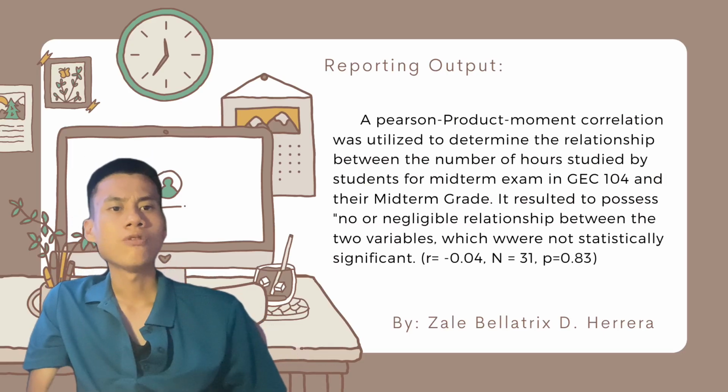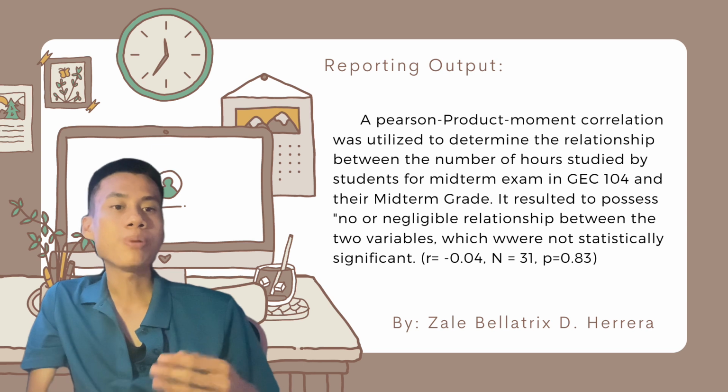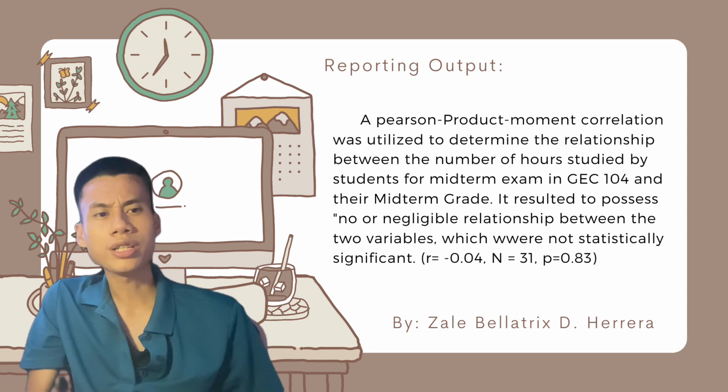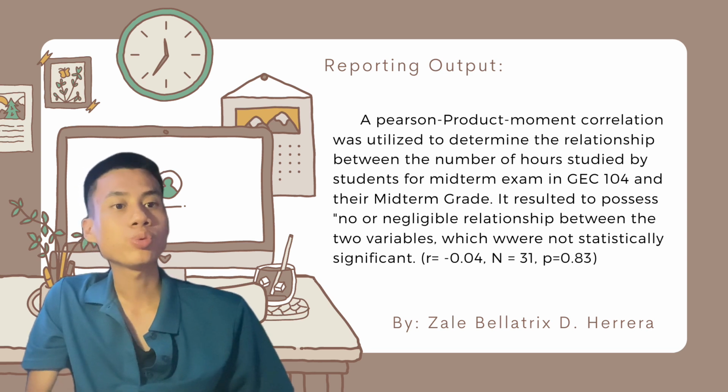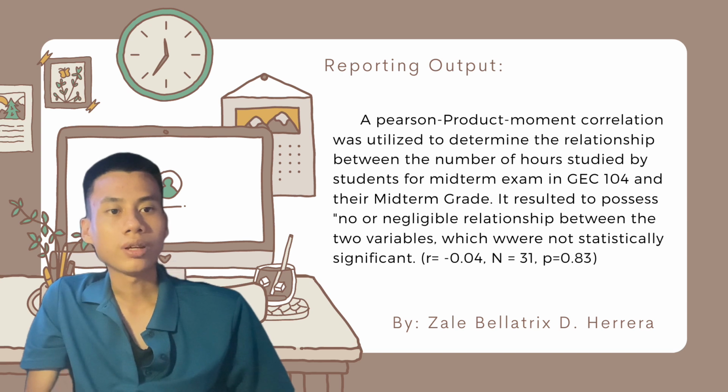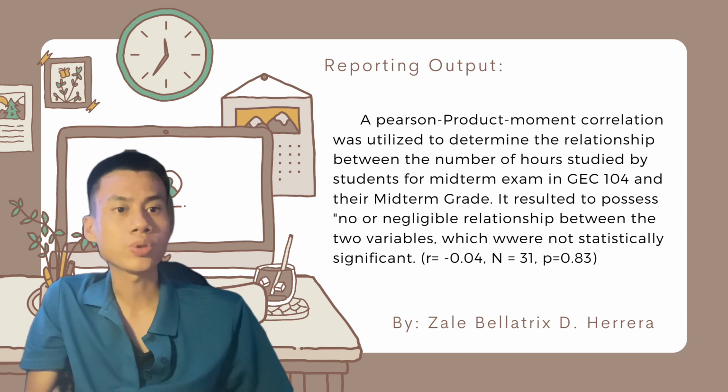And finally, for my reporting output, a Pearson product moment correlation was utilized to determine the relationship between the number of hours studied by students for the midterm exam in GEC 104 and their midterm grade. It resulted in no or negligible relationship between the two variables, which was not statistically significant, having an R equal to negative 0.04, a number of respondents equal to 31, and a significance level equal to 0.83.